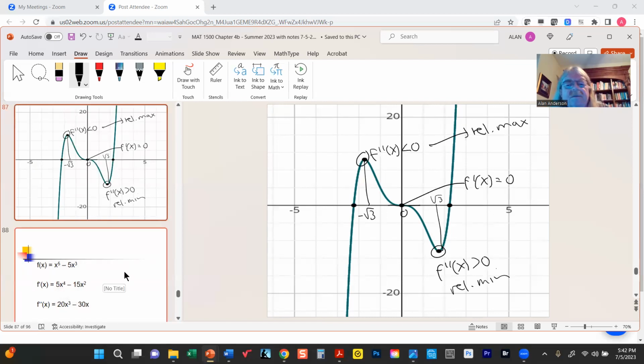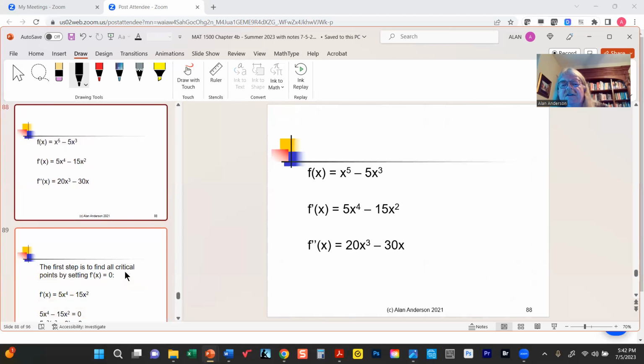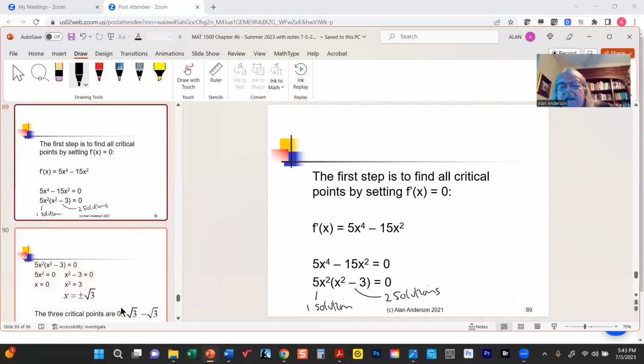So here's what we're going to do. We're going to take the first and second derivatives, and we'll find the critical values by setting our first derivative equal to 0, just like we always do. Nothing's changed. So f prime of x is 5x to the fourth minus 15x squared. And so set that equal to 0.